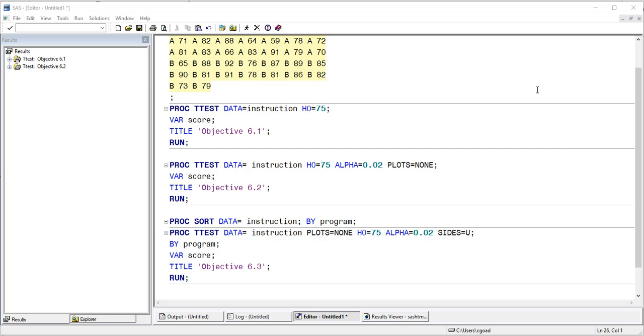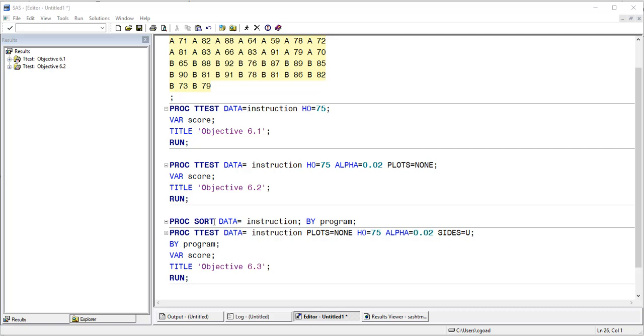In Objective 6.3, we're to produce the one-sided tests for each program. Specifically, does the mean score for each program exceed 75? We'll suppress all our ODS graphics again and do this in a single t-test procedure. Now we would need a BY statement since we do this for each program. That's the function of the BY statement.